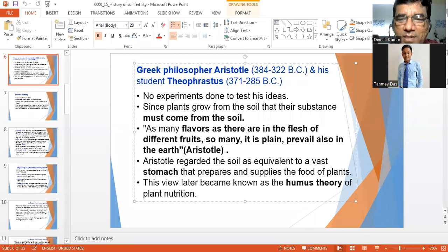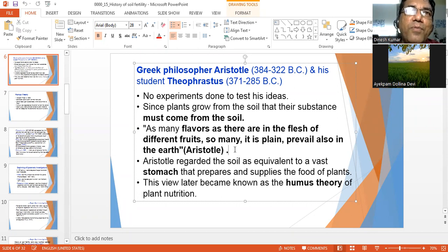As many flavors as there are in the flesh of different fruits, so many, it is plain, prevail also in the earth. So it is a very good idea that the flavors of the fruits are affected by soil. The meaning is that in different kinds of soils, you will get different kinds of fruit taste. So what I mean here is that he said that the quality of the fruits or vegetables or materials will be affected by the kind of soil.